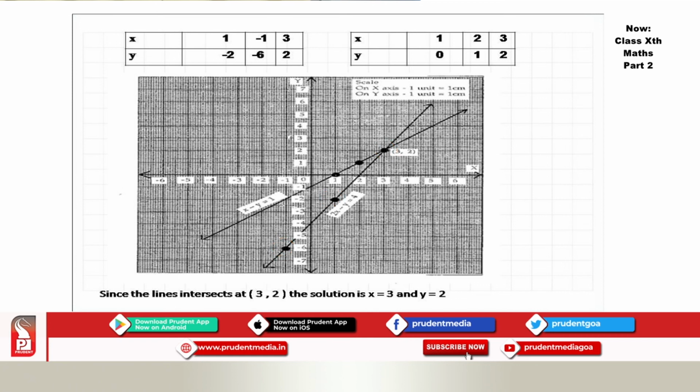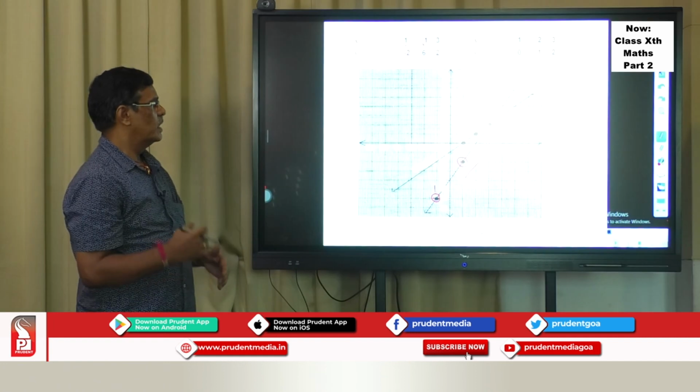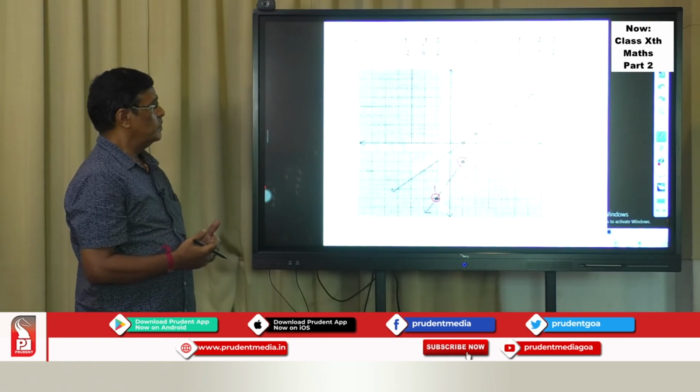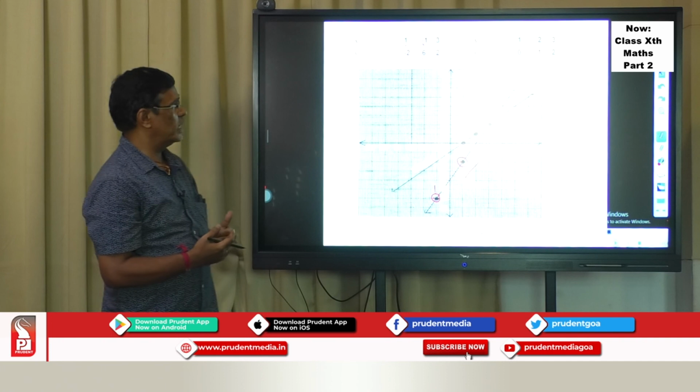Don't draw a small line, draw a quite bigger line, but it should go up to the graph page. Once you draw that line, write the equation of the line on that line. I have written 2x here, see, you can see 2x minus y is equal to 4. Now we are plotting the second line.